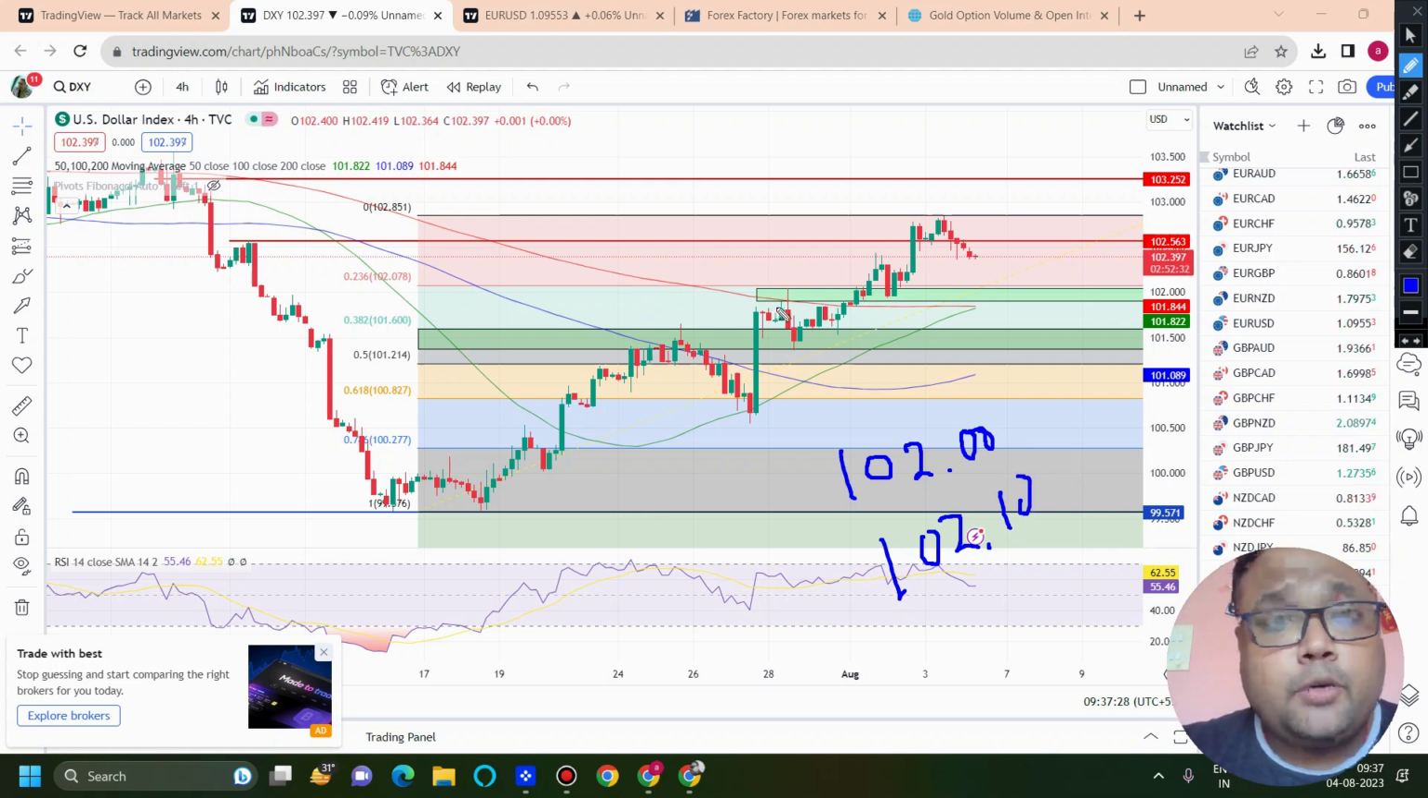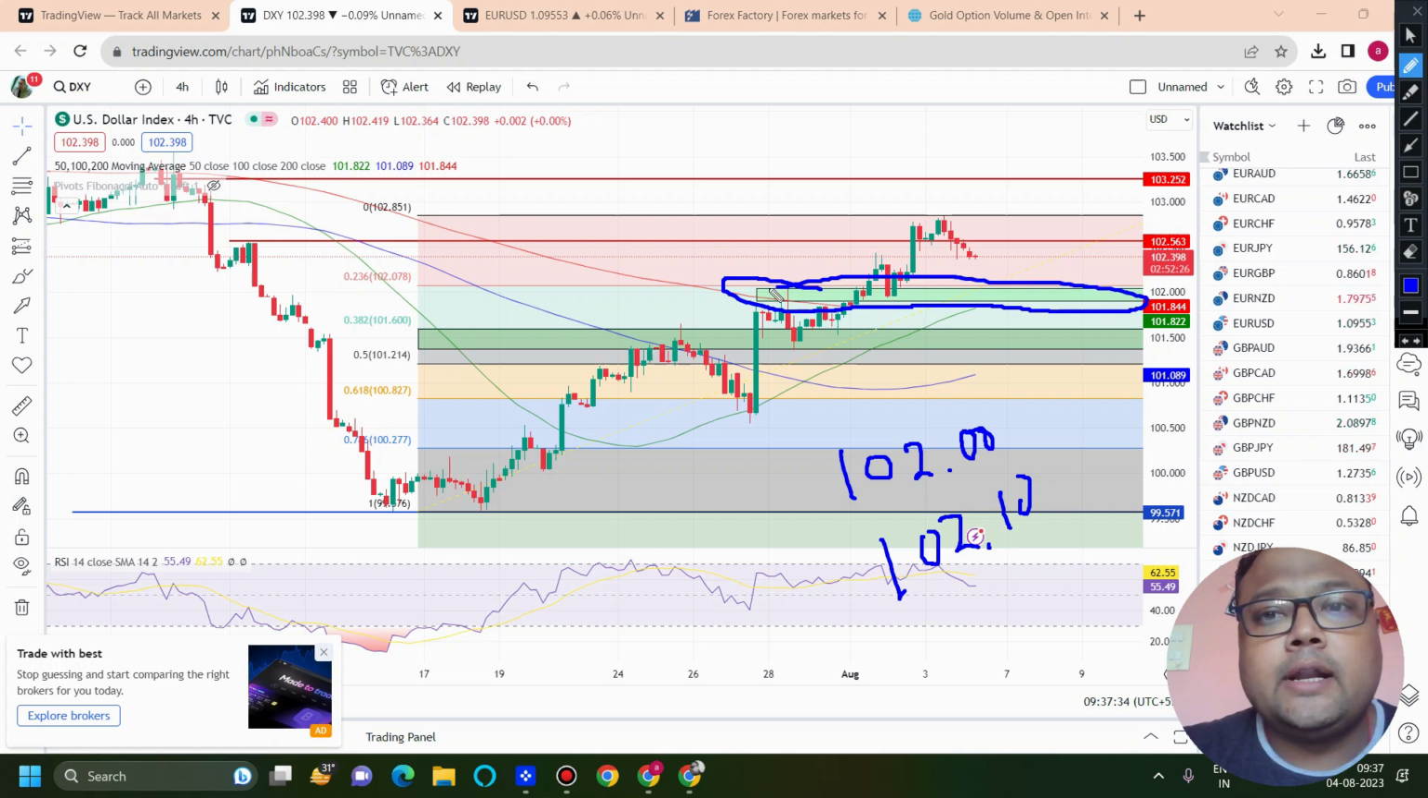We have the Fibonacci 23.6% retracement level, as well as previous resistance that will be working as support around this area, plus the 50 moving average. I don't think market will break this level, DXY will not break this level before the NFP.